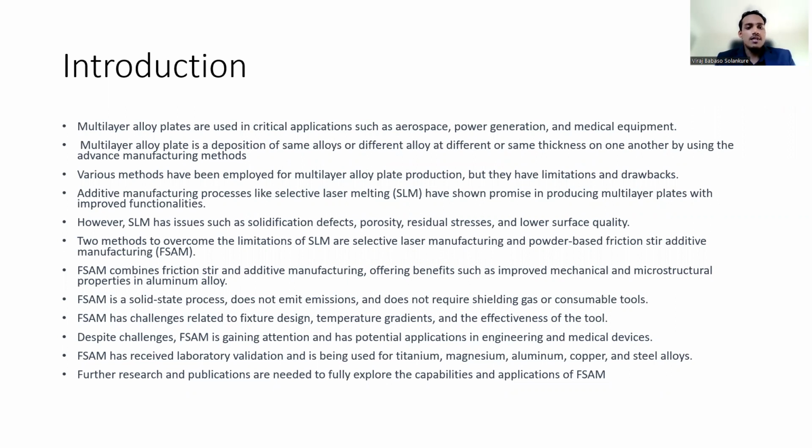A multilayer alloy plate is a deposition of the same alloy or a different alloy, at the same or a different thickness, on one another by using advanced manufacturing methods. There are several methods employed for the production of multilayer plates, such as surface cladding, surface coating and welding, but they have their limitations and drawbacks. So there is another method we propose, the additive manufacturing process, in which selective laser melting has shown good results.